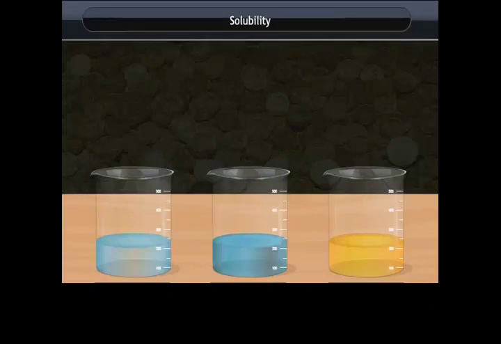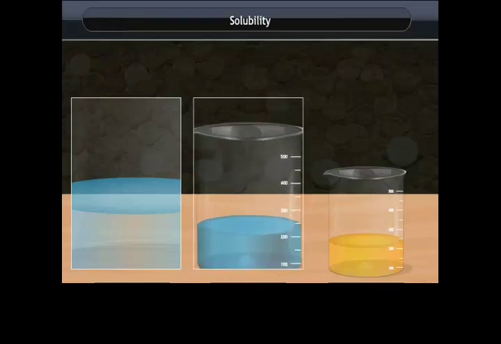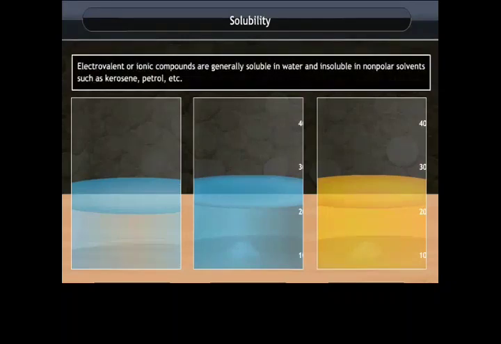Solubility. Ionic compounds are soluble in polar solvents like water. Let us see. Dissolve the sodium chloride in water, kerosene and petrol respectively. You will notice that the sodium chloride completely dissolves in water and is insoluble in kerosene and petrol. Thus we can say that ionic compounds are generally soluble in polar solvents and are insoluble in non-polar solvents such as kerosene and petrol.